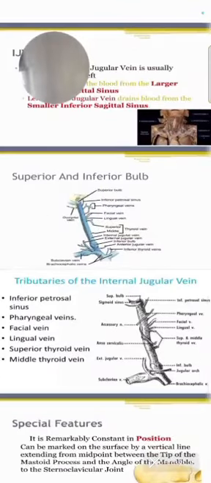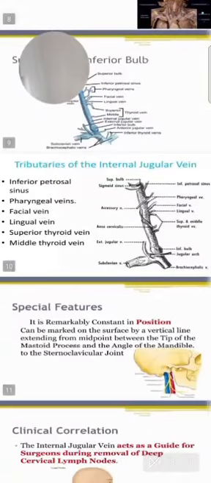And there is a special feature called the superior and inferior bulb, which is located along the course. Near the superior end there is a small dilatation of the internal jugular vein, as well as a small dilatation at the inferior portion, called the superior bulb and inferior bulb. So the branches of the internal jugular vein: inferior petrosal sinus, pharyngeal veins, facial vein, lingual vein, superior thyroid vein and middle thyroid vein. These are the major branches that arise from the internal jugular vein.